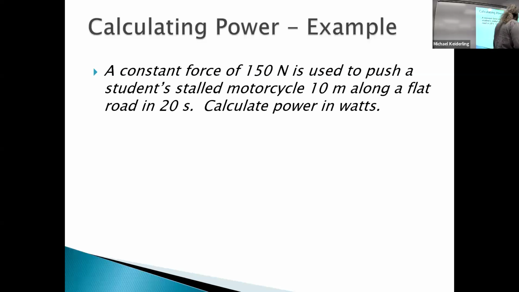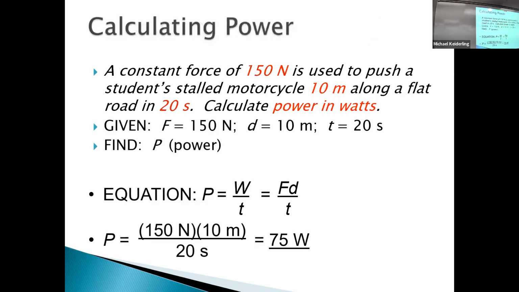So if you have a constant force of 150 newtons that is used to push a student's stalled motorcycle a distance of 10 meters along a flat road in a time of 20 seconds, we want to calculate the power in watts. Force is 150 newtons, distance is 10 meters, time is 20 seconds. So power is work over time, which is force times distance over time. So 150 newtons times 10 meters over 20 seconds, 75 watts.